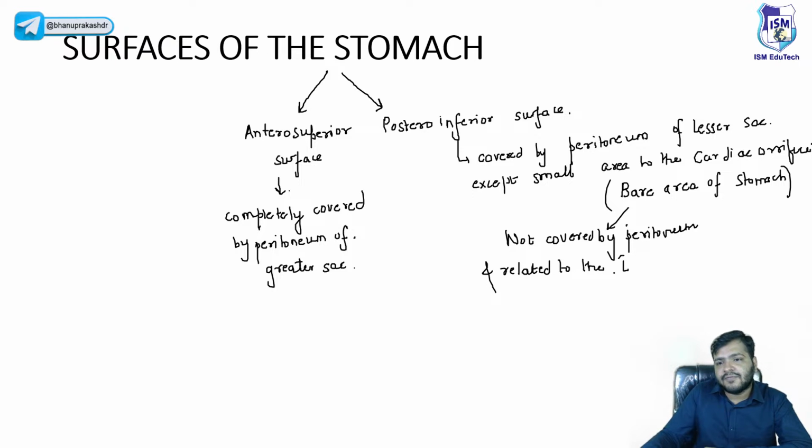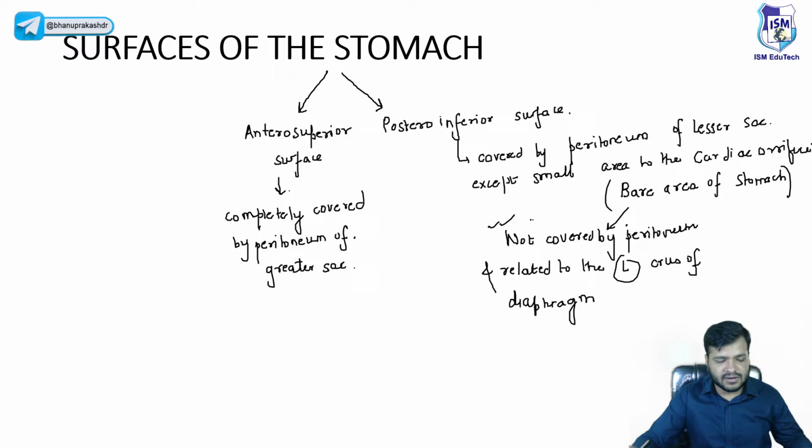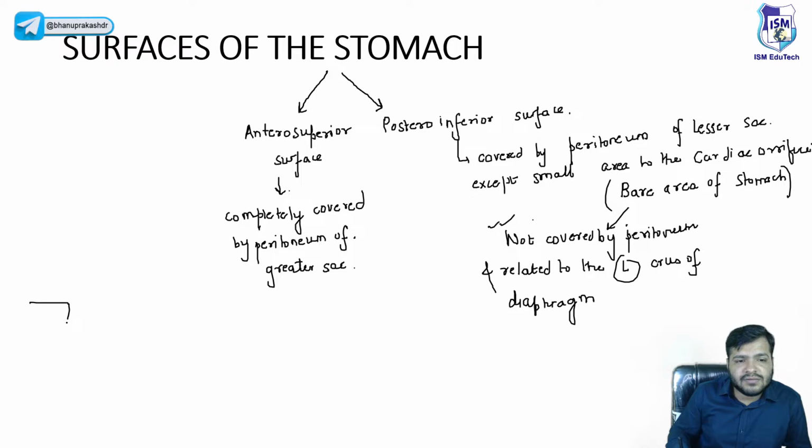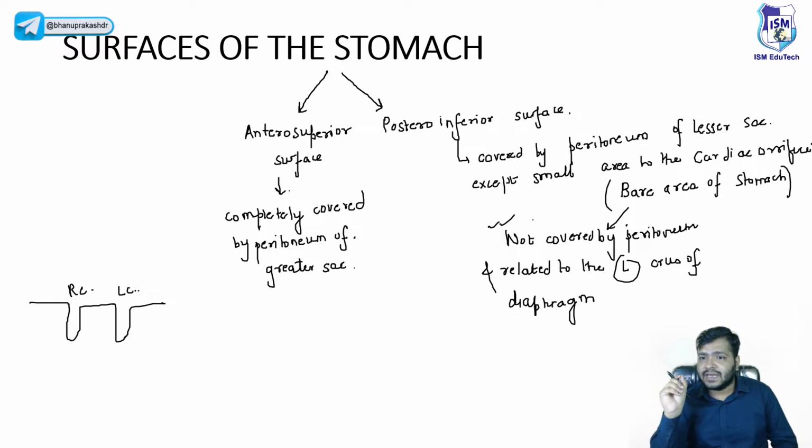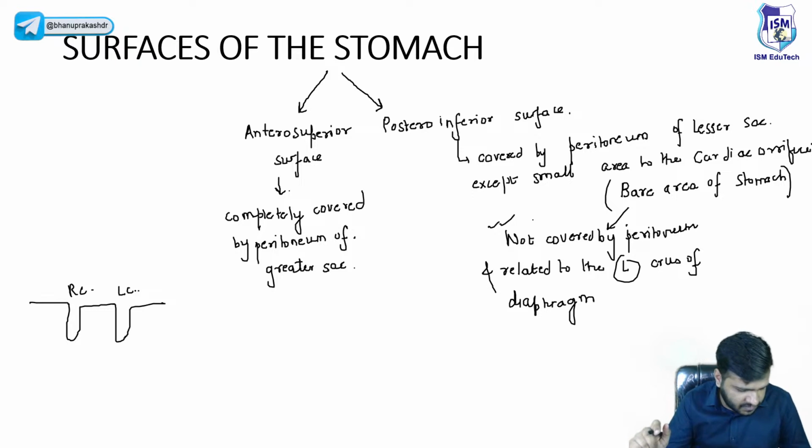This area is related to the left crus of the diaphragm. You already know we have two crura of the diaphragm. I have already discussed this in the abdominal aorta. We have the right crus and the left crus of the diaphragm. So the small area towards the cardiac orifice is related to the left crus of the diaphragm and is not covered with peritoneum, right?